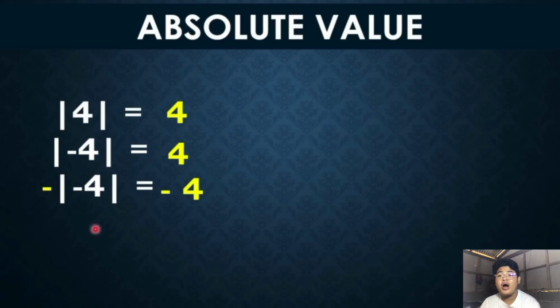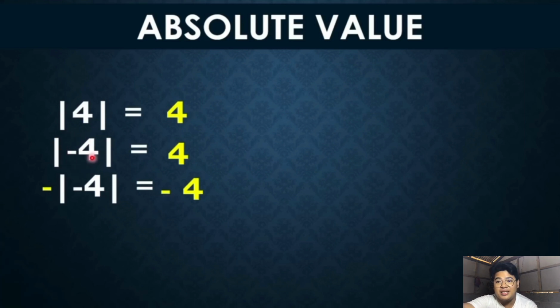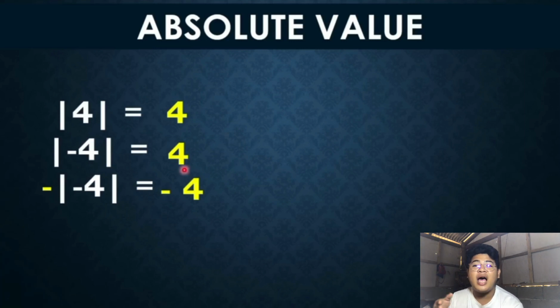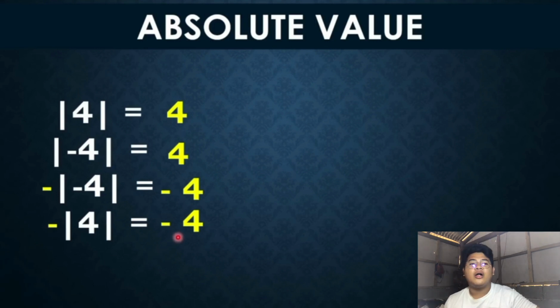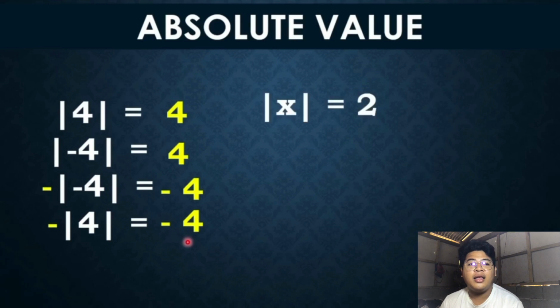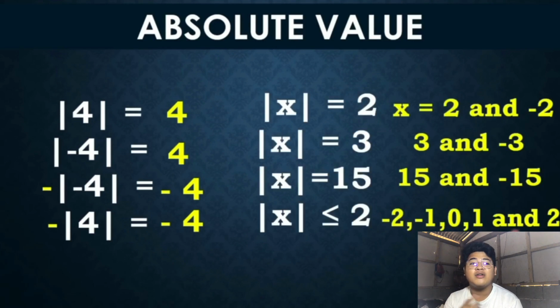I know some of you are confused, because we said before that it is never negative. So listen. Inside the absolute value, negative 4 is equal to 4. The negative outside the absolute value is the reason why the answer is negative 4. Here also, the negative is on the outside of the absolute value, so the final answer here is negative 4.